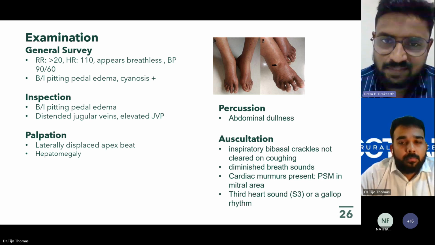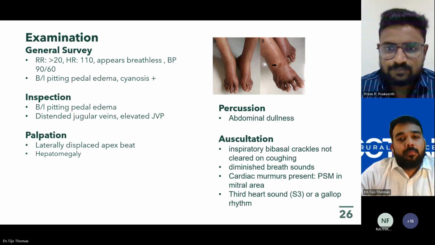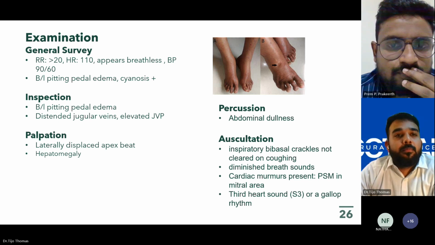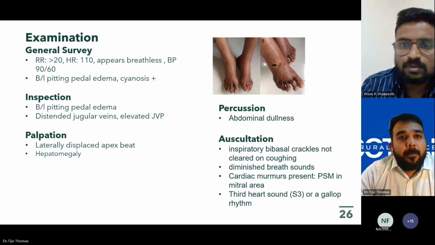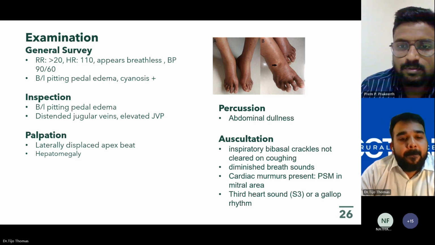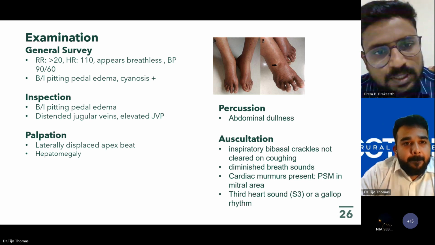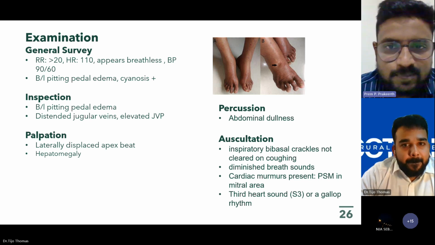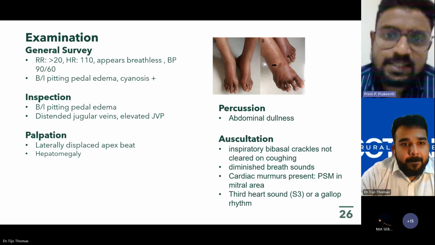What are the signs of left heart failure? Any other? Pulmonary edema, crepitations can be heard. Yes, so you can get fine end-inspiratory crepitations in left heart failure. Other signs, anything else?